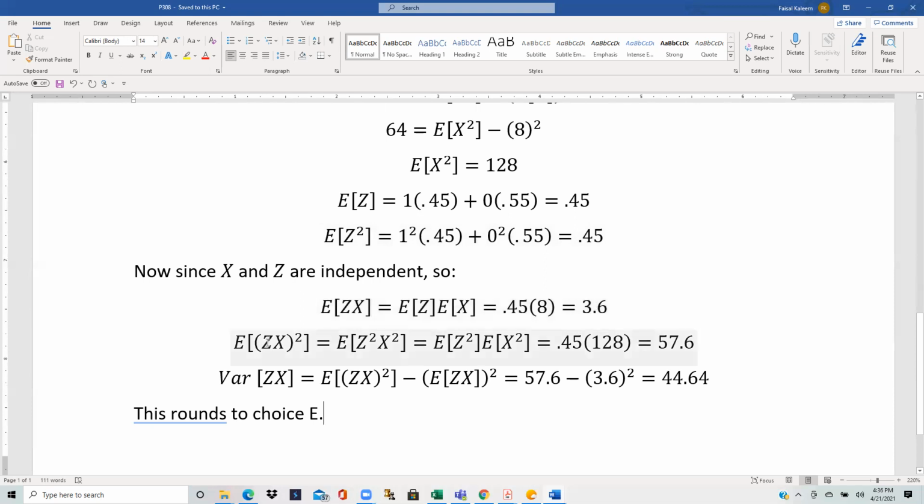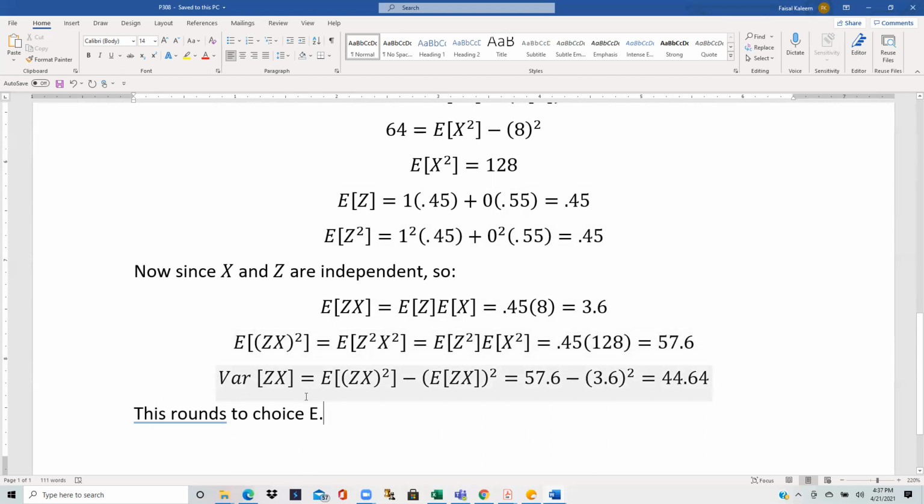And we also need E of ZX whole squared. So distribute the square, that's E of Z squared X squared. And now again, since Z and X are independent, Z squared and X squared are also independent. Therefore, we can split up E of Z squared X squared into E of Z squared times E of X squared. E of Z squared is 0.45. E of X squared was calculated above, 128. And that's 57.6. So now we are on to our final step.